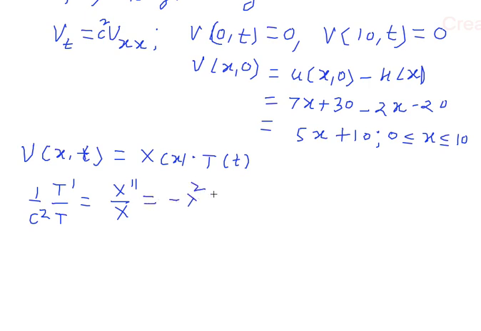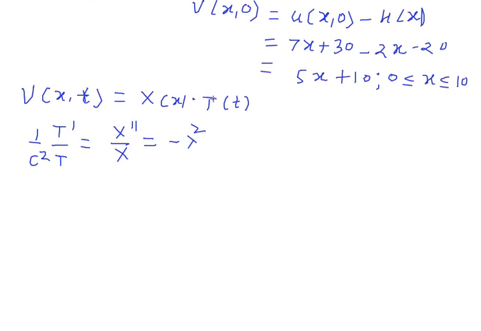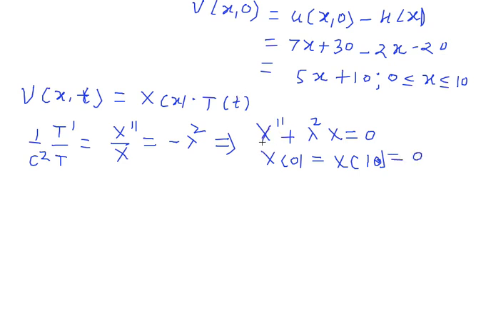This minus lambda squared will only work because if you take it positive, T will become infinity as t tends to infinity. So the negative lambda squared will only satisfy the condition of the transient state solution. Now the boundary value problem will be X double prime plus lambda squared X equal to 0, with the conditions X(0) equal to X(10) equal to 0. This is the boundary value problem, or you can say the Sturm-Liouville boundary value problem.